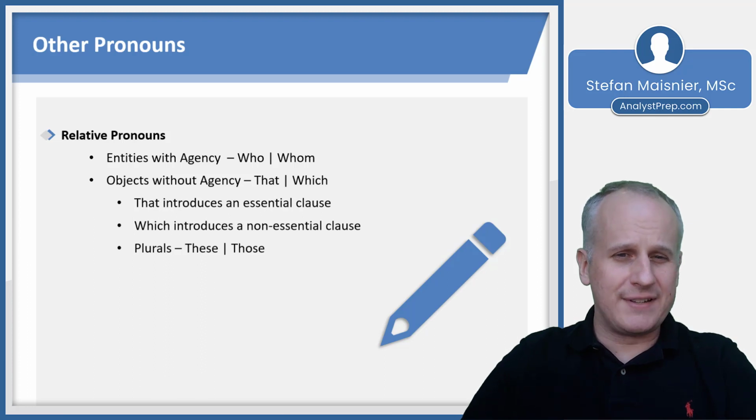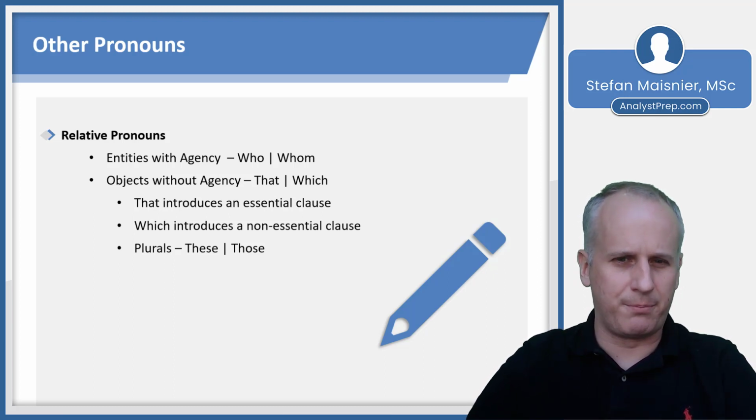Your plurals for these objects without agency are going to be "these" or "those." So these dogs, those dogs are specific types of dogs. Again, kind of thinking about the articles, they're specific, but those are going to be your plural relative pronouns, "these" or "those."